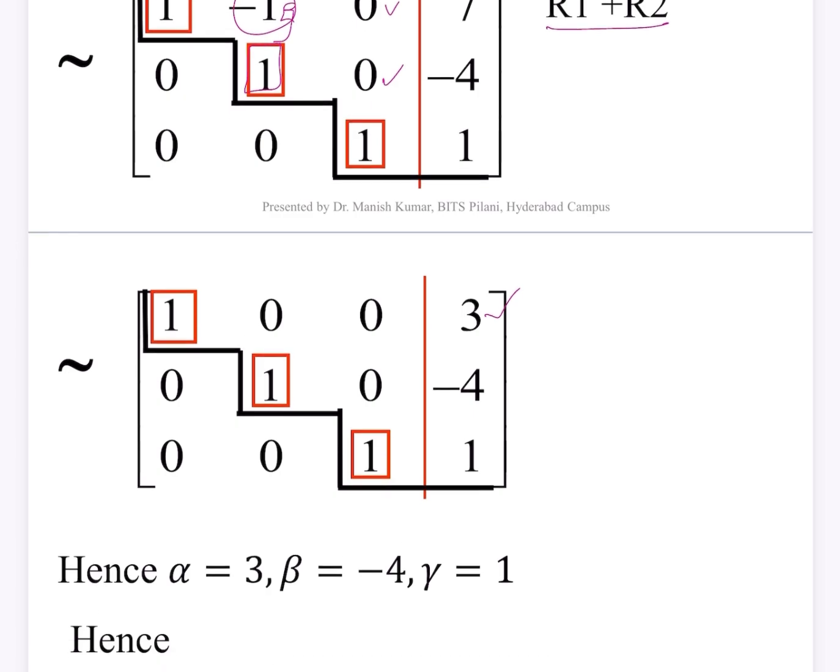So if you see here, every column has a pivot entry, right?